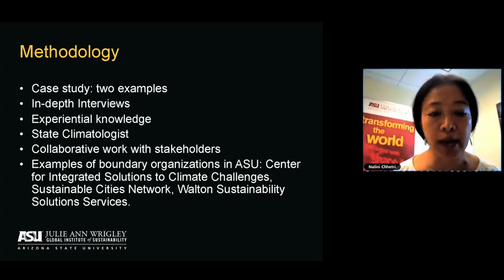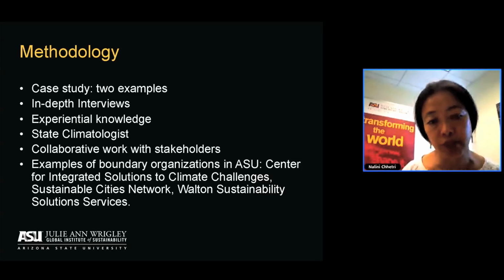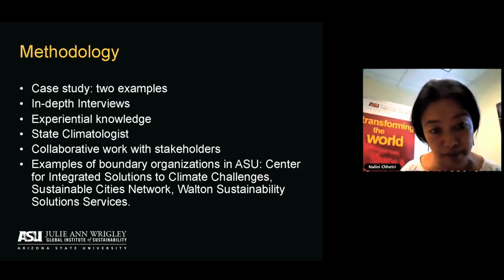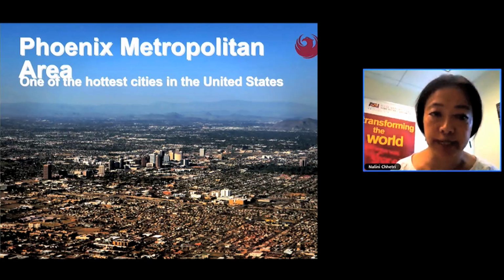And then we have what's called the Walton Sustainable Solution Services. It is a unit within ASU that focuses on much more solution delivery rather than being an academic exercise. So these are the different issues that I wanted to highlight to you. Now, let me see if I can go there. All right. So let me describe Phoenix a little bit.